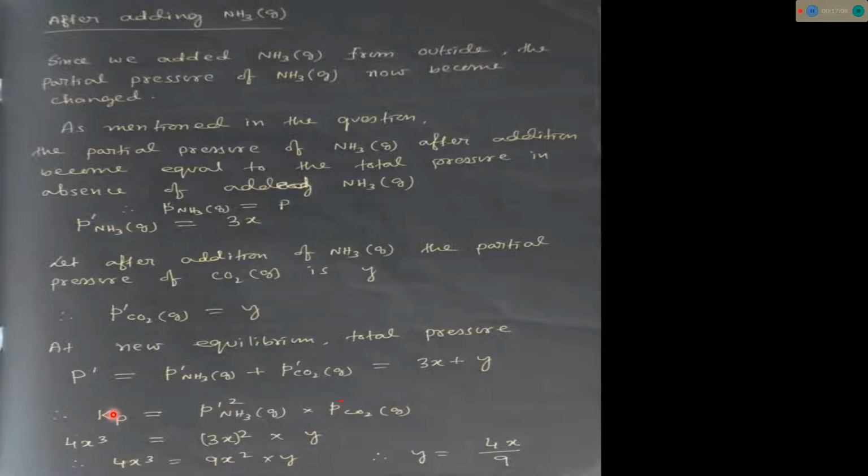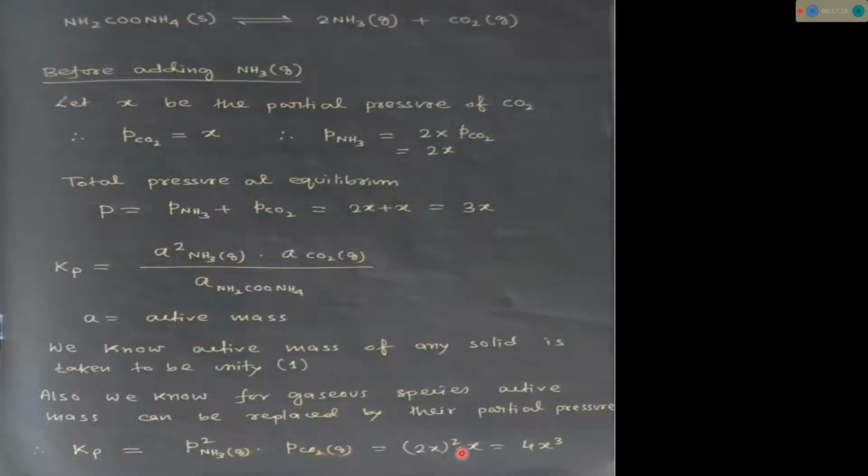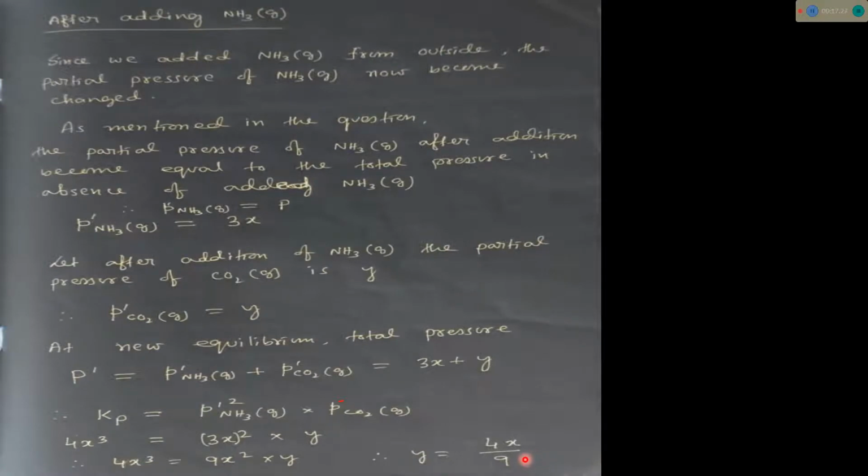And we know that whether we are adding ammonia gas or carbon dioxide gas from outside, we disturb the equilibrium, but the Kp value, the equilibrium constant value, remains constant all the time. So the Kp value from the previous case, we calculated, is 4x cube. Now if we put this value 4x cube in place of Kp, then we obtain the value of Y as 4x upon 9. So from this calculation, Y is equal to 4x by 9.